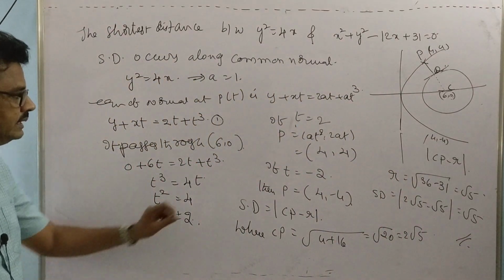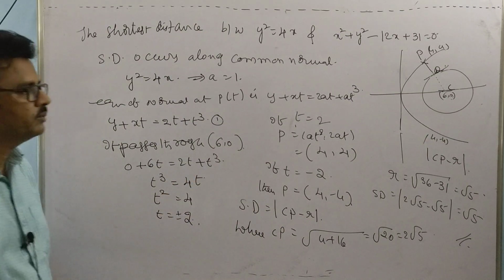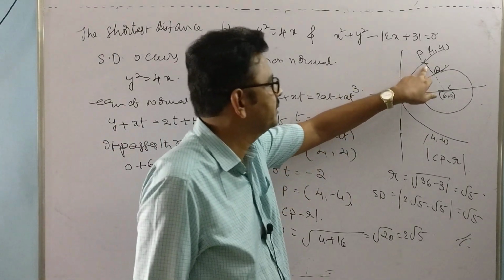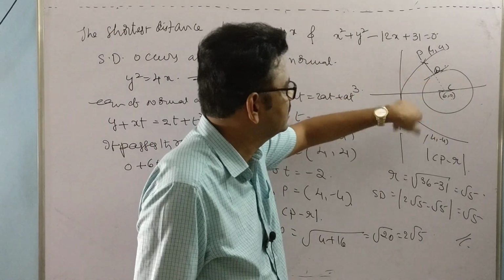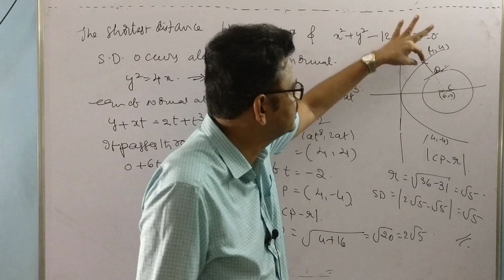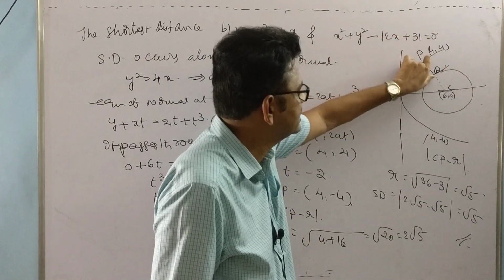Okay, so this is the process to find the shortest distance. Sometimes the question gives the point on the parabola which is nearest to the circle given. That means finding the point is enough. But here the shortest distance means this distance.